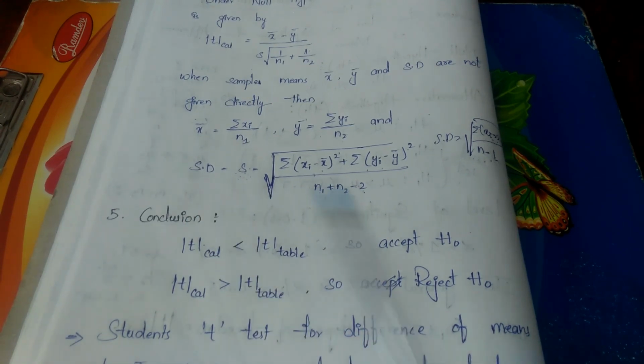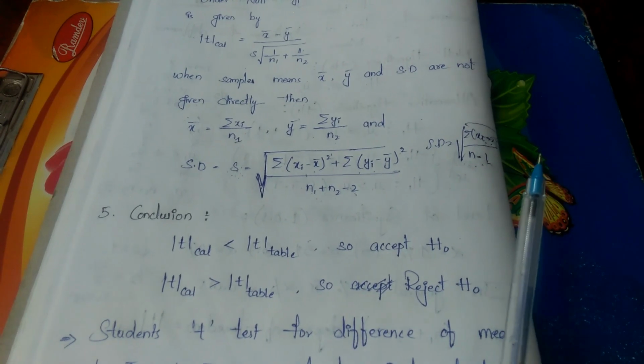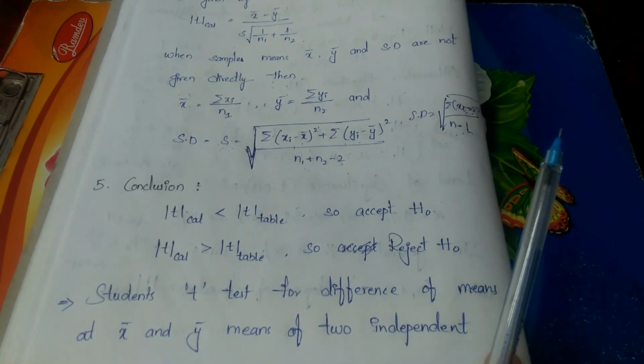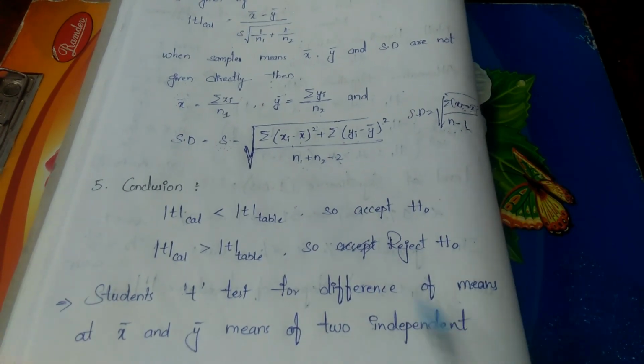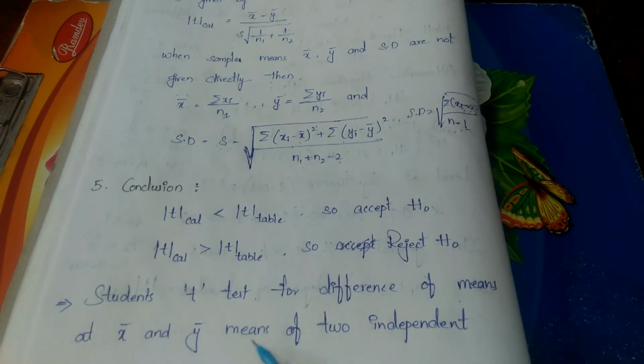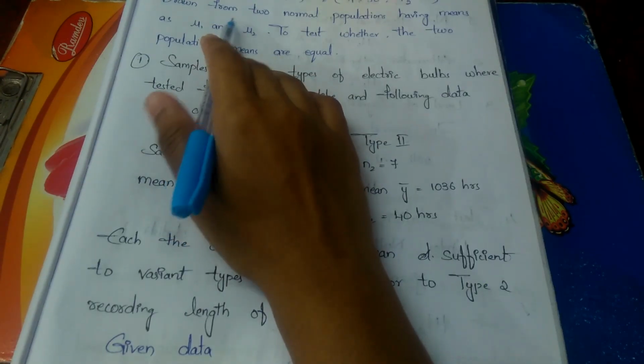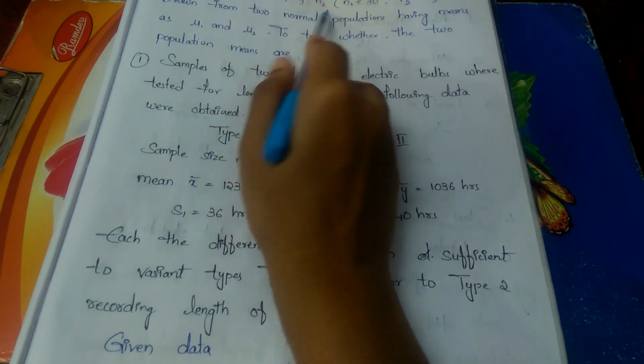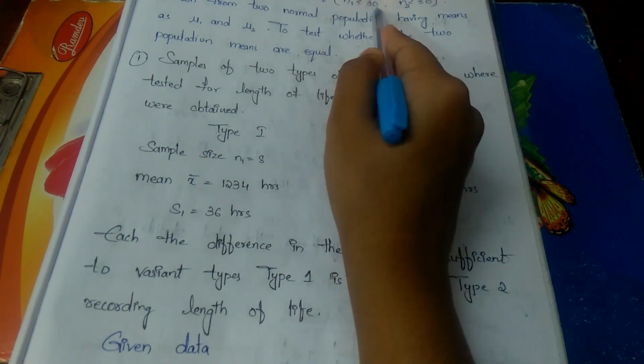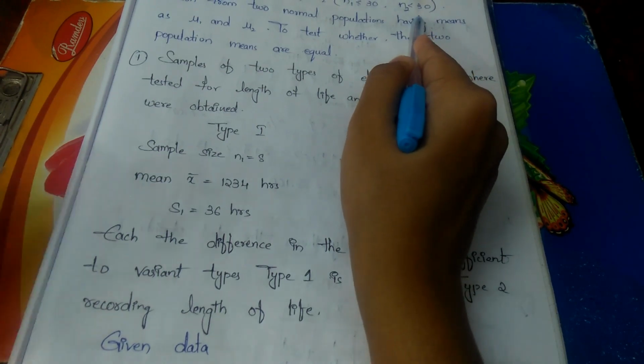So we have one statement here. Student's t-test for difference of means, x bar and y bar, means of two independent samples of size n1 and n2, where n1 is less than 30 and n2 is less than 30.